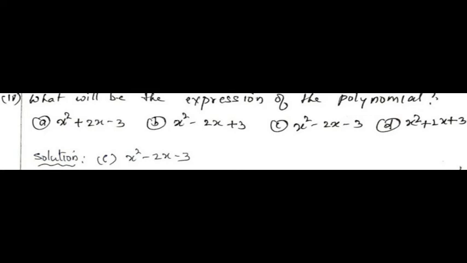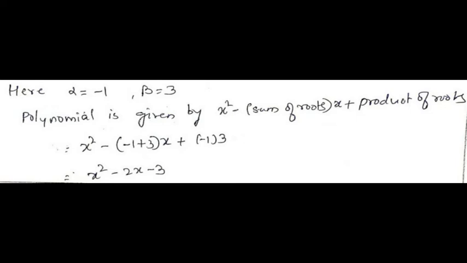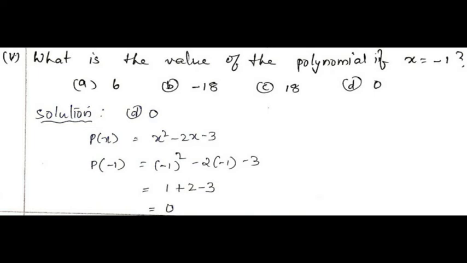Question number 4. What will be the expression of the polynomial? Now we know that alpha is equal to -1, beta is equal to 3. The polynomial is given by x square minus sum of roots into x plus product of roots. Substituting the values, we get x square minus 2x minus 3 as the polynomial. What is the value of polynomial if x equal to -1? Substitute x equal to -1 in x square minus 2x minus 3 and you get the answer 0.